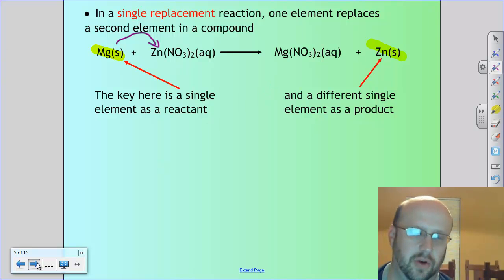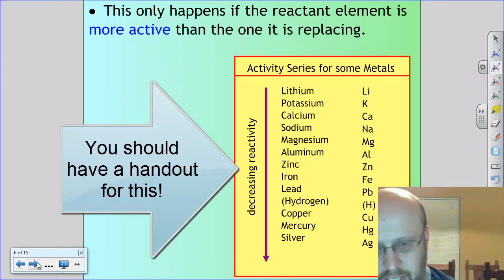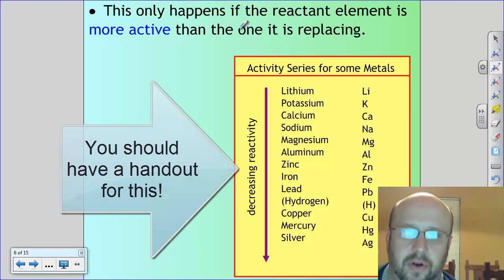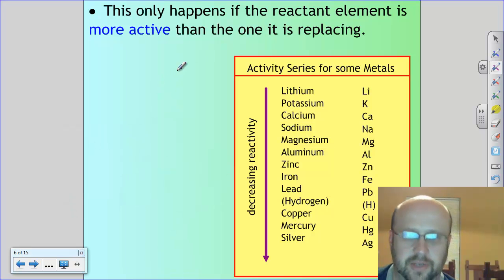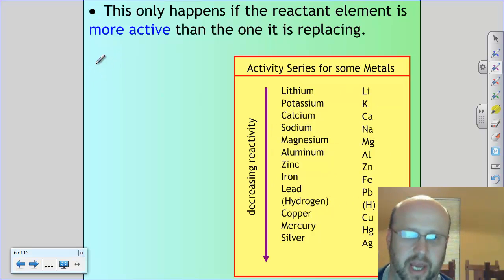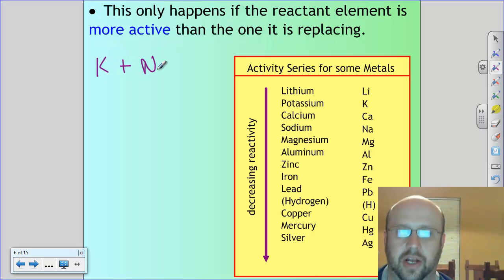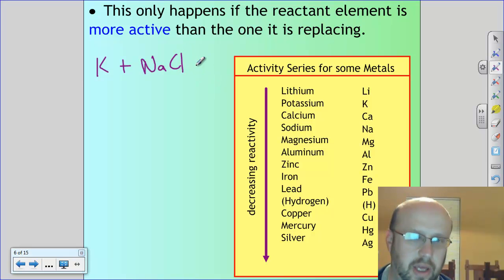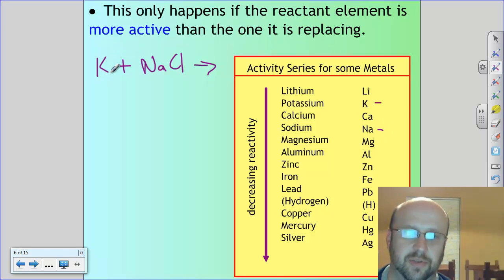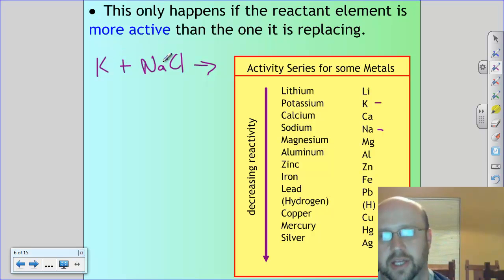Okay? So, a couple of quick things. First off, this doesn't always have to happen. The replacement only happens if the element by itself is more reactive than the one it's replacing. The way we know that is we look at this little chart called the activity series. So if I have potassium and I'm trying to replace sodium in sodium chloride, I look on this chart and I see that potassium is higher up than sodium. That means potassium is more reactive, or more active, and so it's going to take sodium's place.